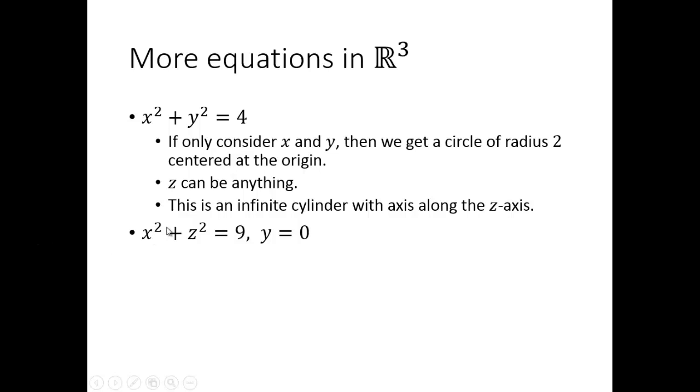We can make this a little more complicated. Do x squared plus z squared. We switched y squared to z squared. So x squared plus z squared equals 9. So radius 3 centered at the origin. Y is our axis here of our cylinder now, but then we also want y to be fixed as 0. So if we just did x squared plus z squared equals 9, that's going to give us a cylinder with axis along the y-axis.